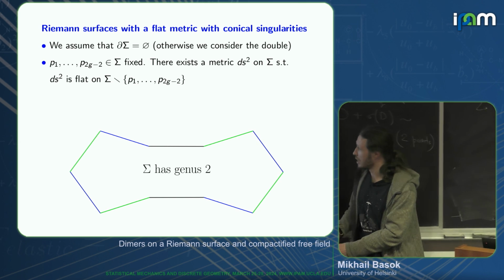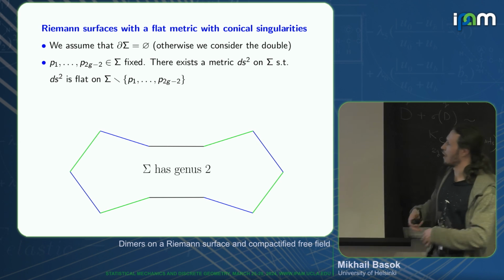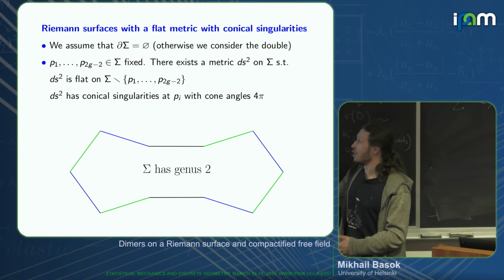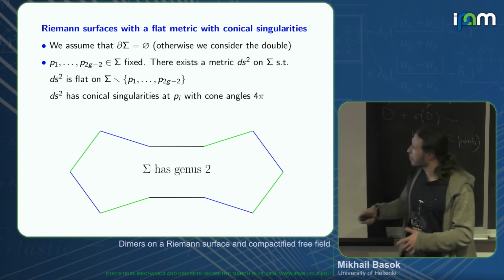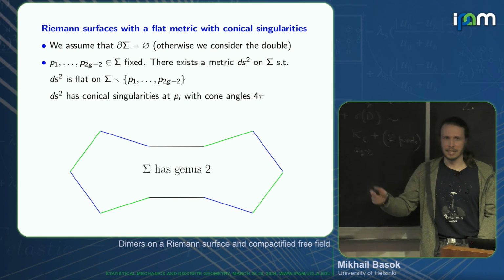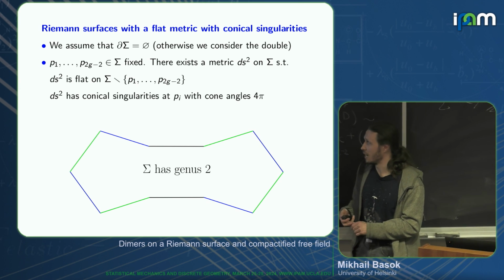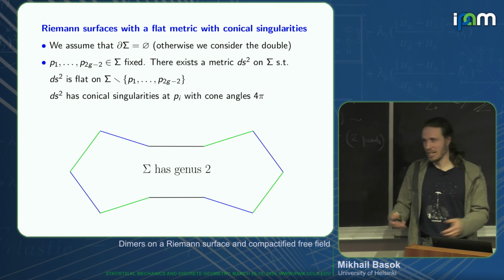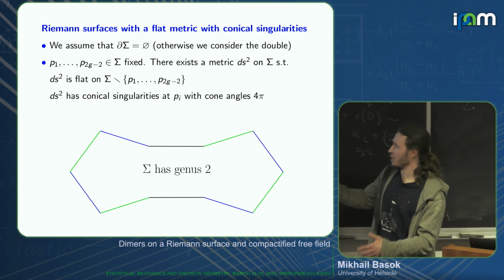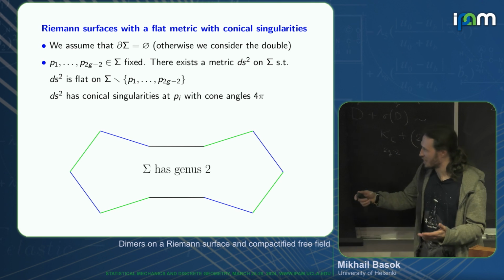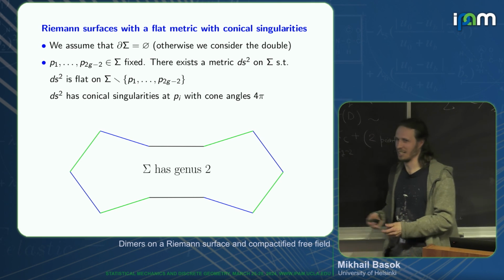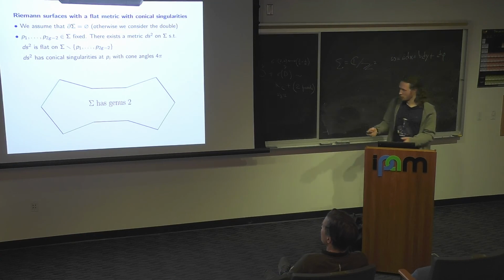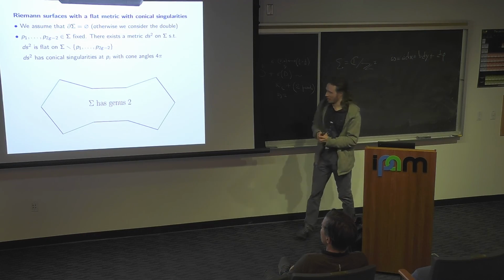And now what we can do is take our surface with marked points and consider a locally flat metric with conical singularities at these points. And for some reason, I would like these conical singularities to have angles 4 pi at each of them. And well, magic happens. The number of marked points is necessary and sufficient to construct this metric on the surface.